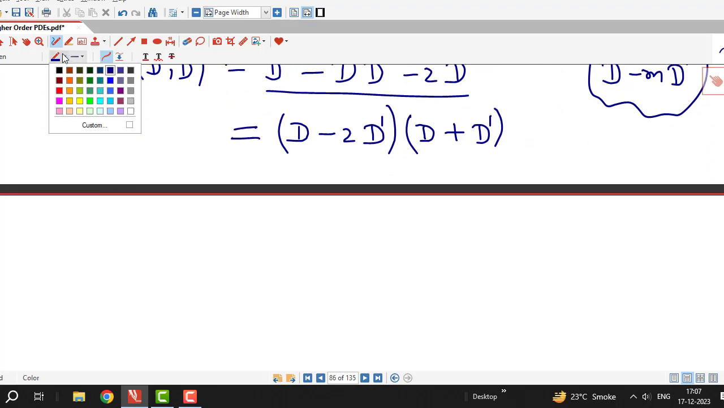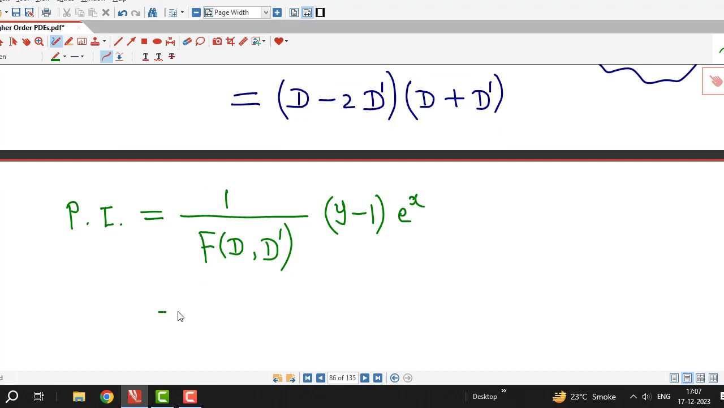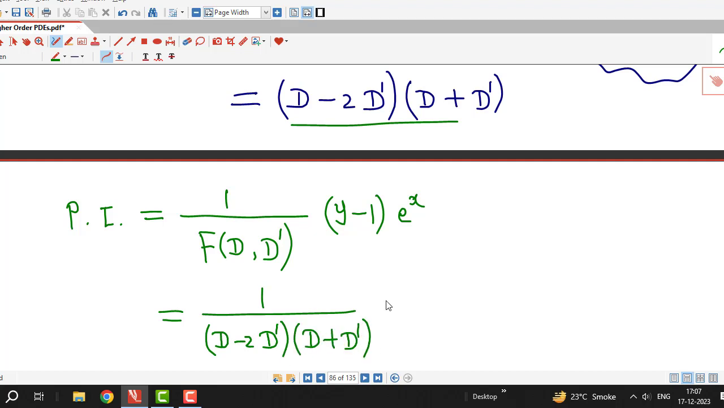Now we try to find the particular solution or particular integral. So the particular integral is 1 over f(D, D dash) operated on the right hand side, which is (y minus 1) times e raised to x here. And now we replace this f(D, D dash) by this product of two linear factors, (D minus 2 D dash) times (D plus D dash), operated on the function (y minus 1) times e raised to x. Now we have to apply that formula.